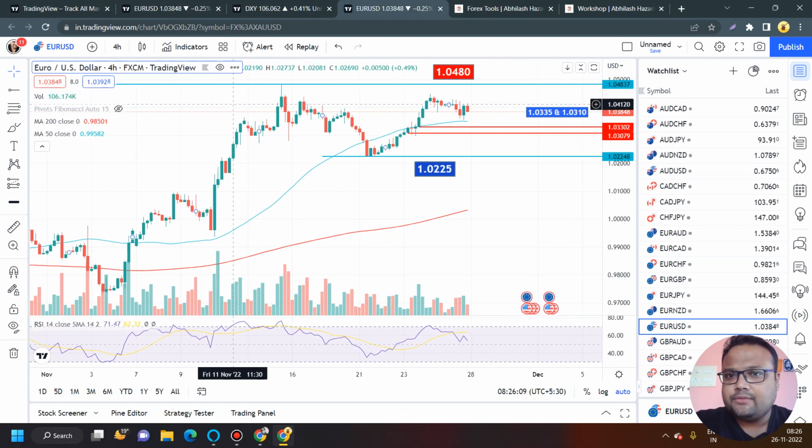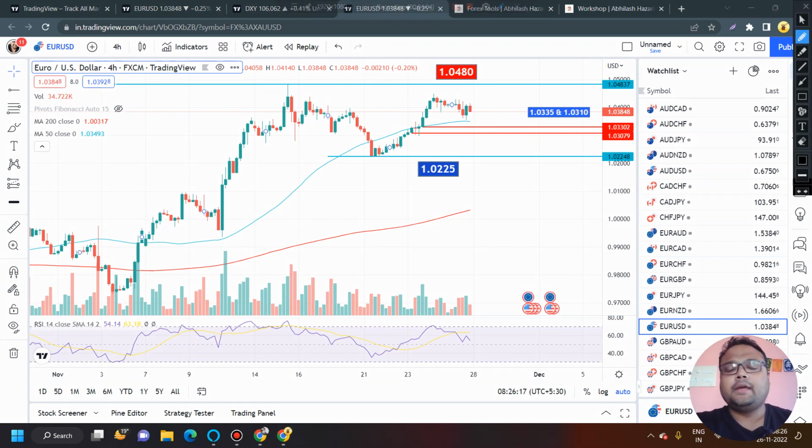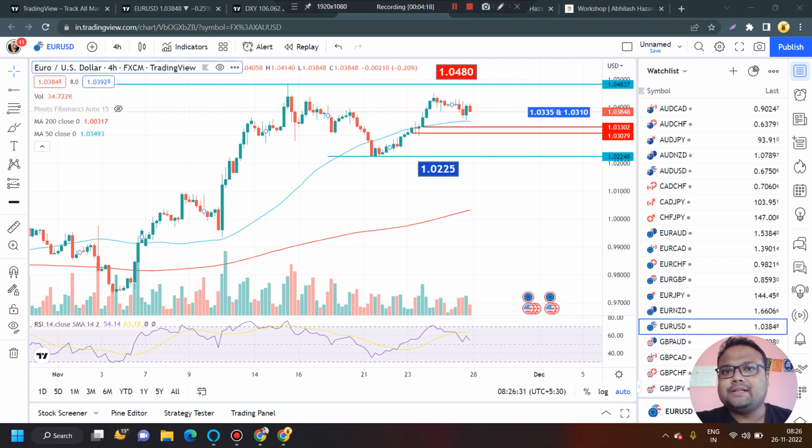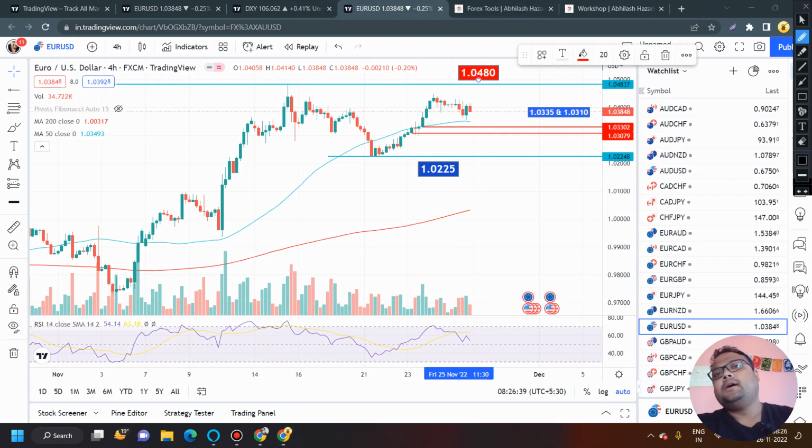So Euro USD, this is the 4 hour chart here. First of all, I would like to mention that the important level that we have seen on the daily chart and the weekly chart is 1.0480. So Euro USD will have to cross this level to continue the uptrend, but as of now, we don't see such a bullish move on the chart. So as a result, this is our resistance for Monday and Tuesday. In case Euro USD goes up on Monday or Tuesday, then observe the market around this level, 1.0480, 1.0450.